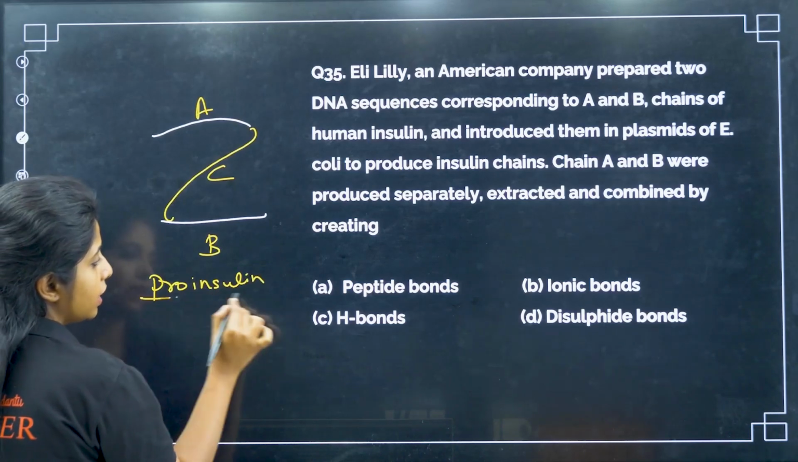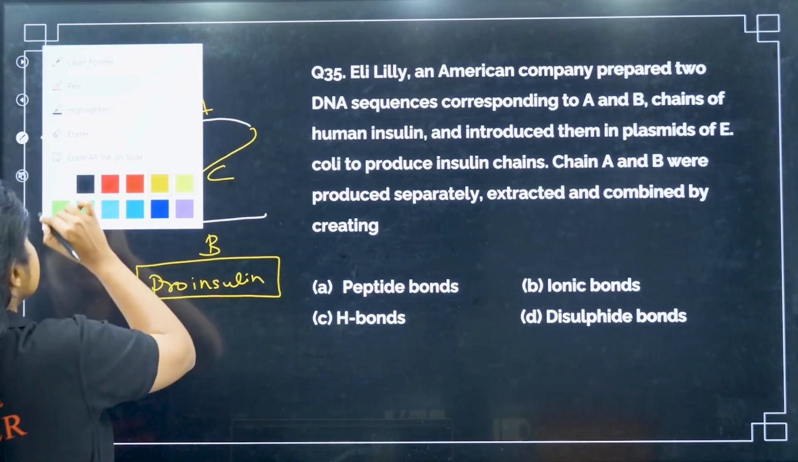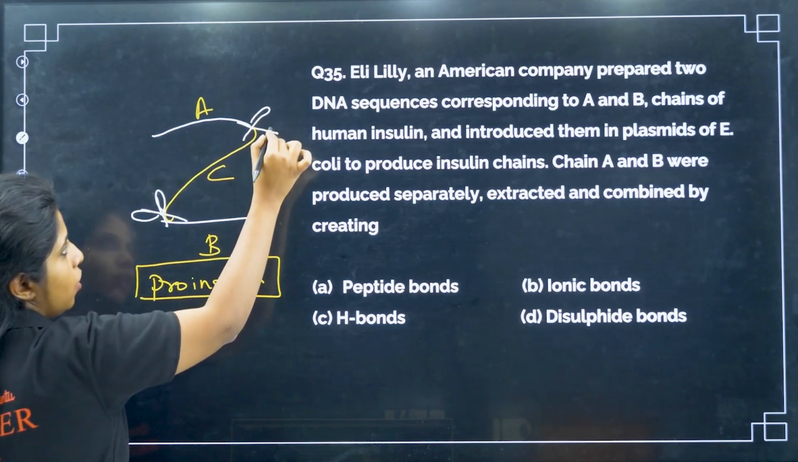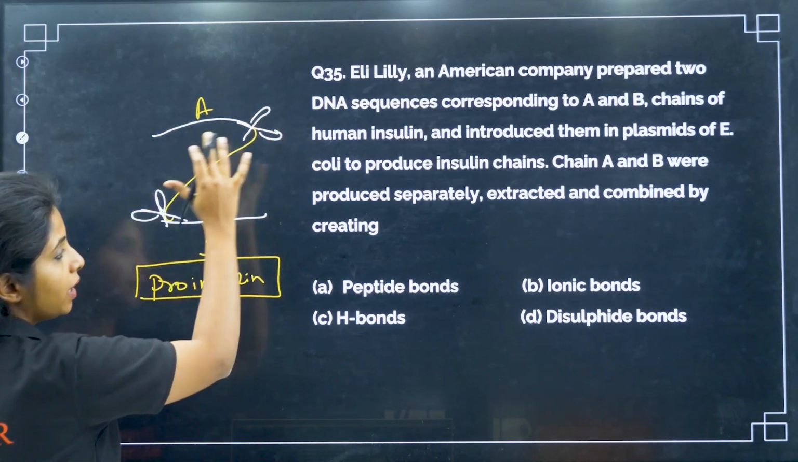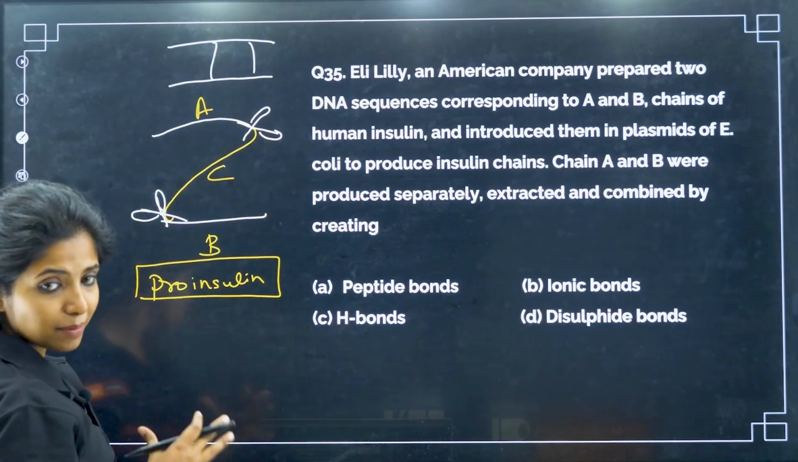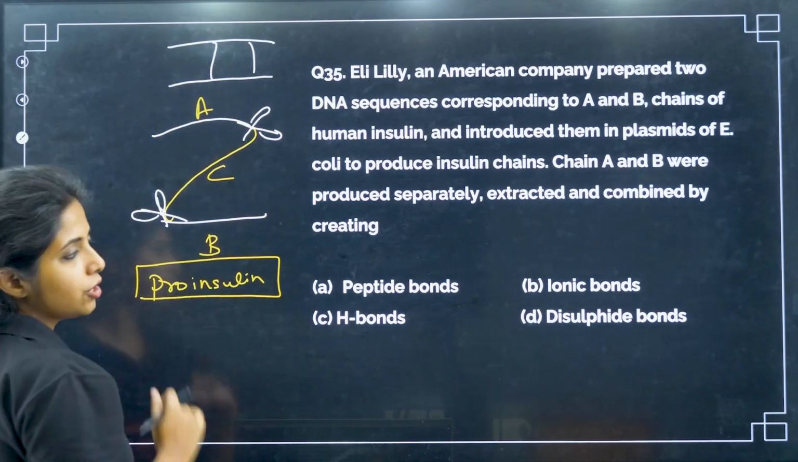Why? Because it is not the active version of insulin. In our body there are certain enzymes which will be cutting off the C peptide, and now we are left with both A and B that are joined. This happens regularly in our body and this is how mature insulin is formed.